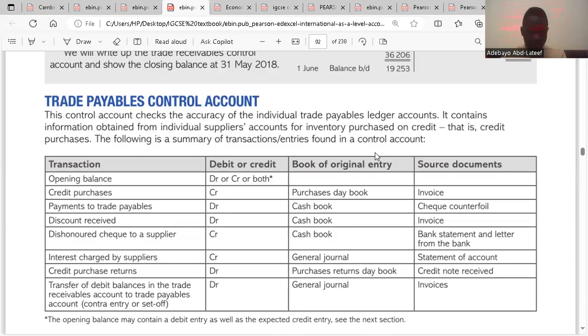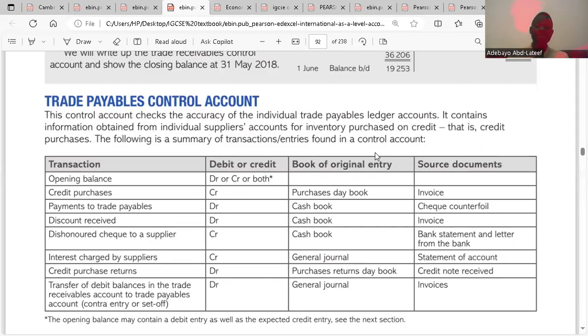On the debit side, we have the balance brought forward from the previous month because we already have suppliers from the previous month. If we have a debit entry, that means they are owing us. And if we have a credit entry, it means we are still owing some of the suppliers. Then on the debit side, again, we have the return outward. So the inventory that we are returning back to our suppliers is going to be on the debit side as return outward.